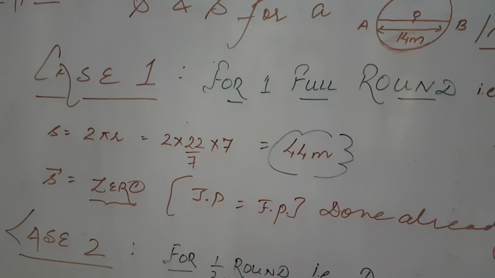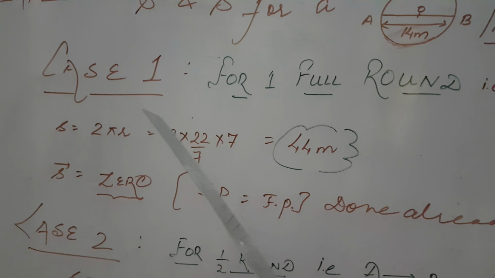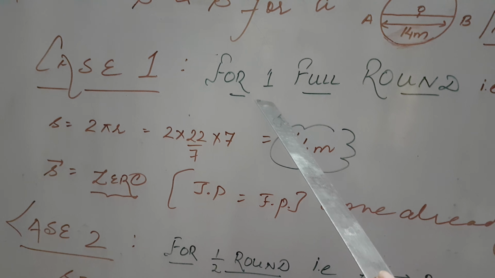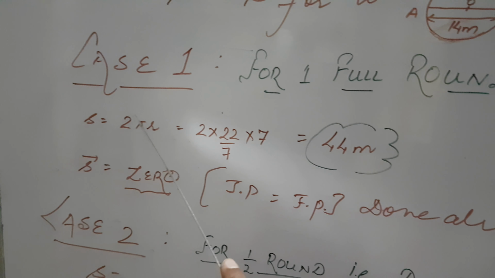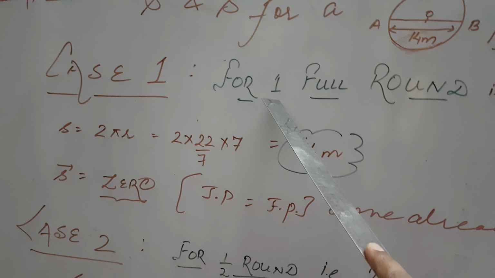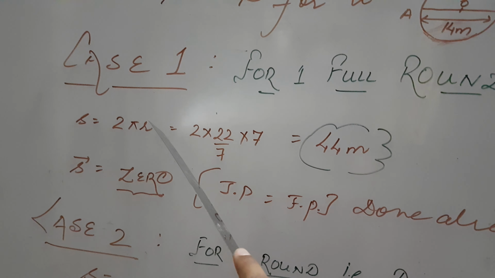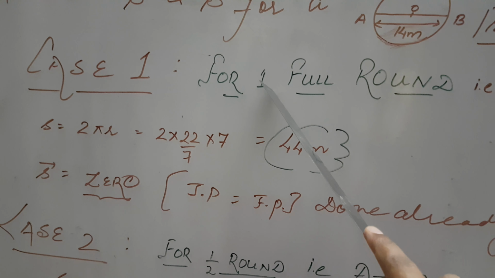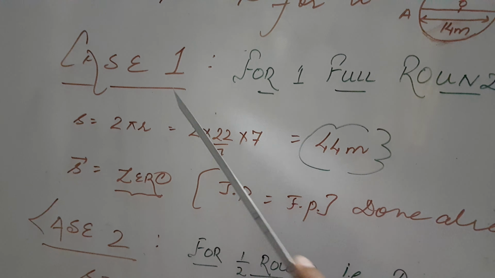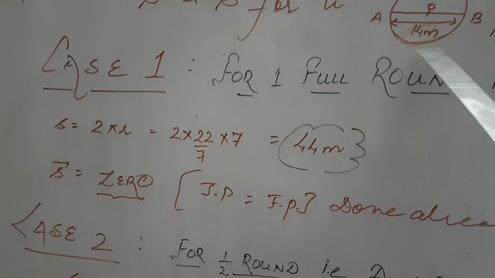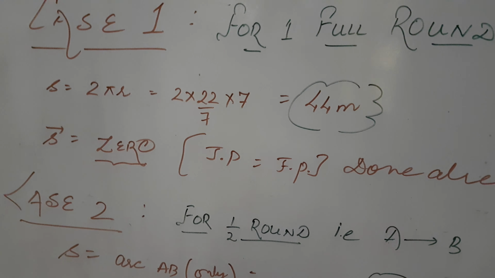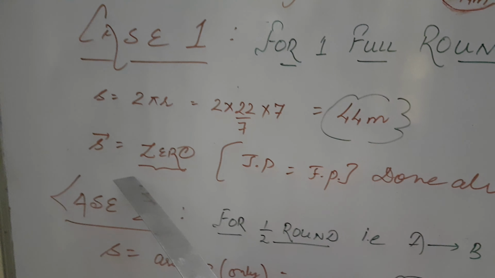If you want to calculate distance for a number of rounds, then keep on multiplying this 2 pi r with the number of rounds. Say if you are going to calculate distance for 2 rounds, then multiply this 2 pi r with 2. If you are going to calculate distance for say 100 rounds, then it should be multiplied with 100. If you are going to calculate it for 2.5 rounds, then it will be multiplied with 2.5, and so on. So if you know the circumference, then you are able to calculate distance for each and every round. Now come to displacement.